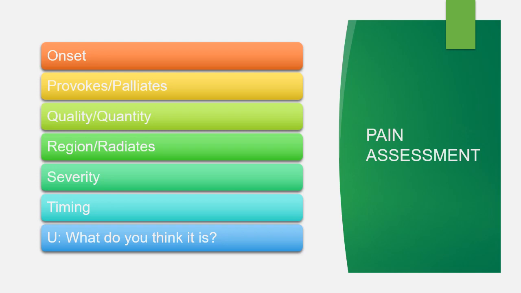Timing. So in your book, I noticed that it includes onset and timing, but traditionally, timing really means how has the pain changed since the onset? Does the pain wax and wane? So does it come and go? Has it steadily increased since the onset?